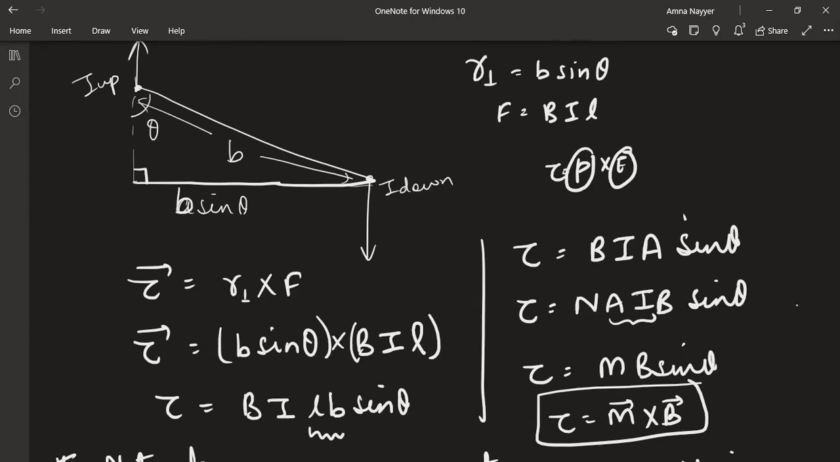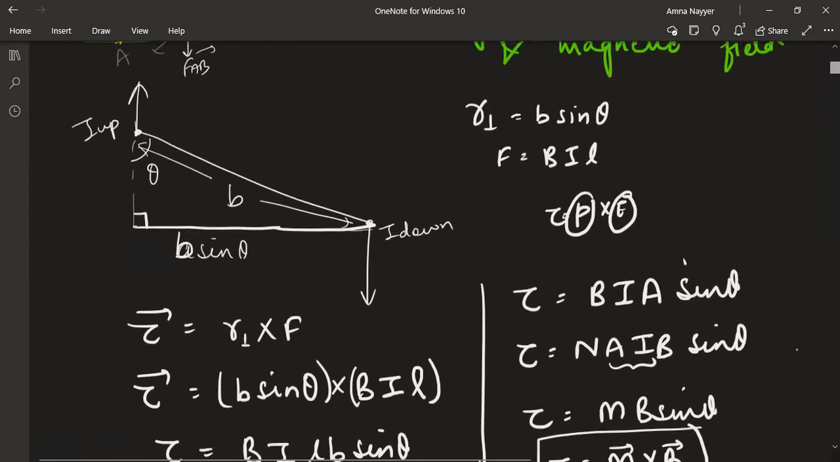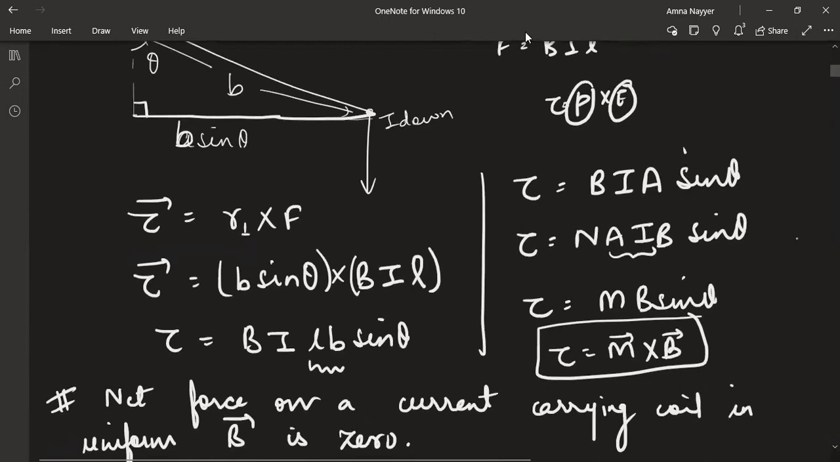The way in electrostatics, torque's formula was P cross E, PE sine theta, here also torque is M cross B, MB sine theta. This is the torque formula. So questions will be there on torque. Simple questions will be there. I have some questions.